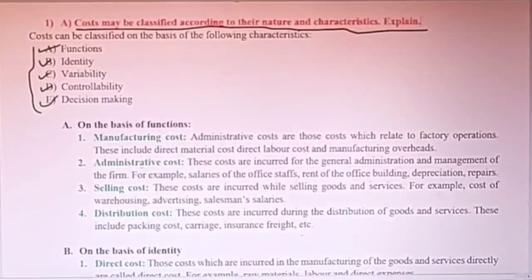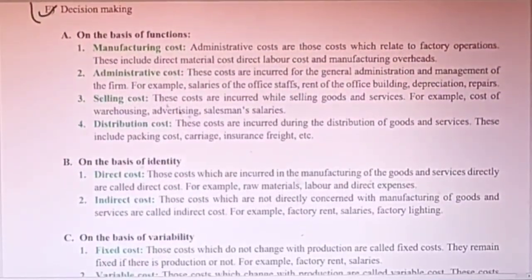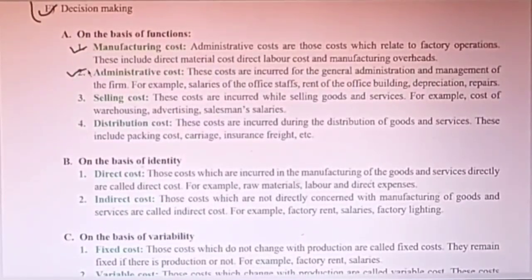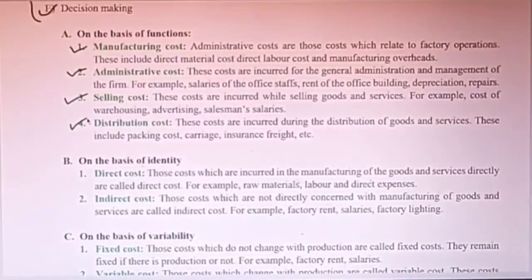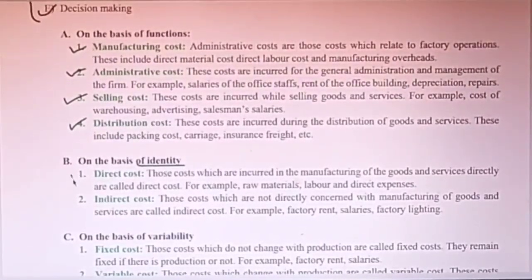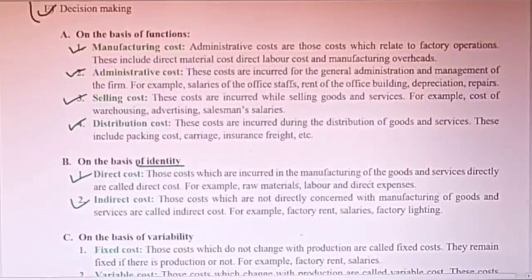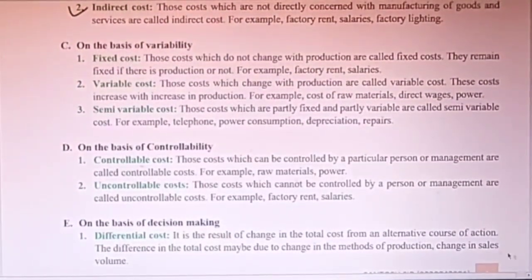Again, all these categories are subdivided. Like on the basis of functions, we can divide the cost into manufacturing cost, administrative cost, selling cost, and distribution cost. Similarly, on the basis of identity, we can divide the cost into direct cost and indirect cost. So all these costs you have to explain their meaning, write 2, 3, 4 lines about this.